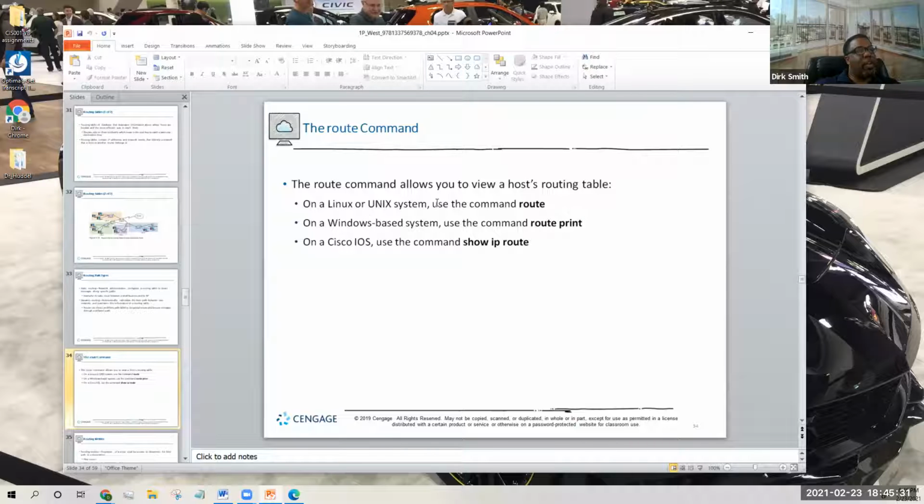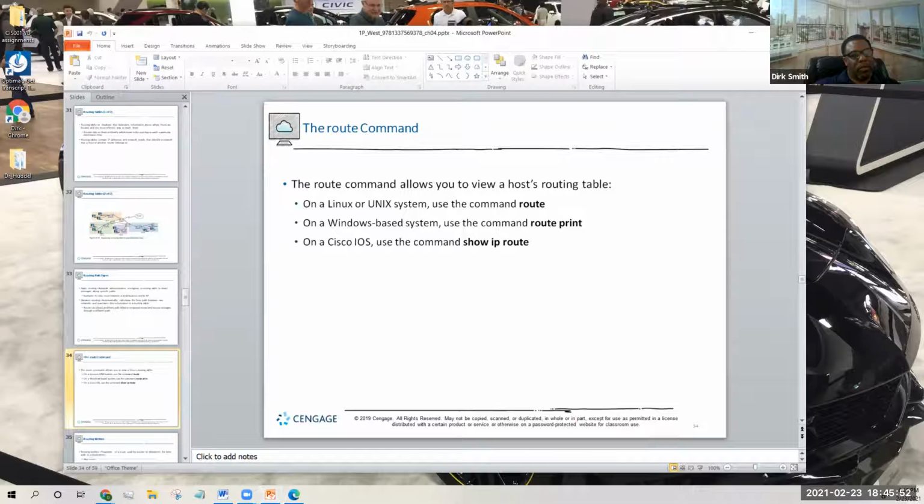The router commands allow you to view the host routing table. On a Linux or Unix server, you use the command route. On Windows, you use route print, and on Cisco devices, show ip route. That will allow you to view the host routing table.